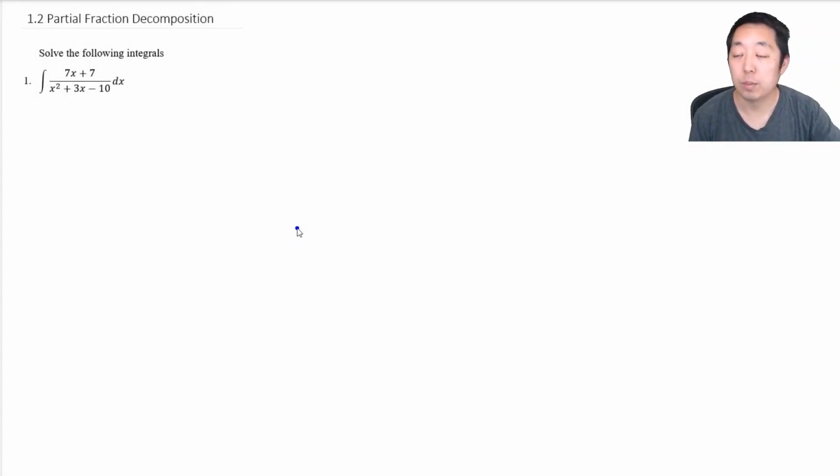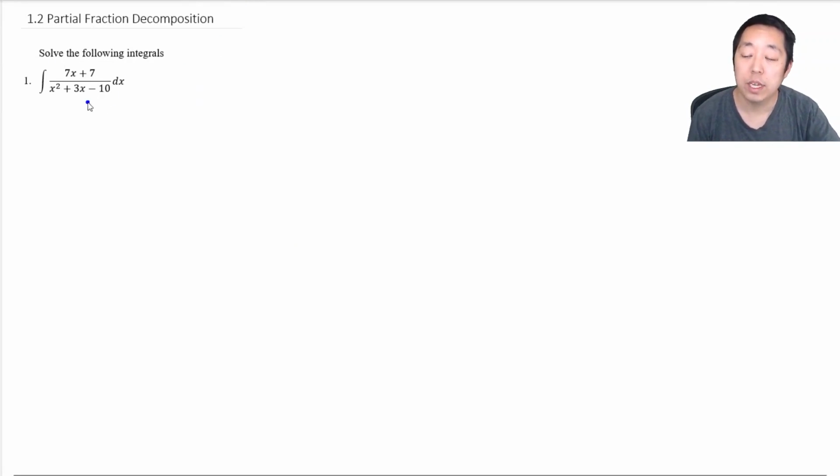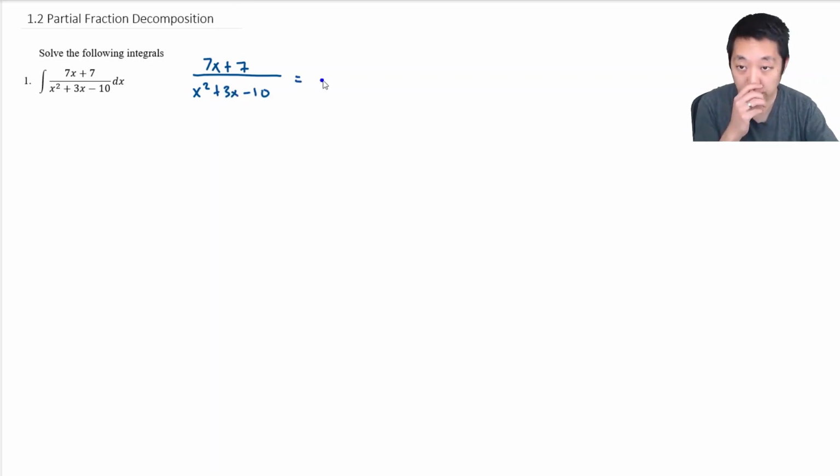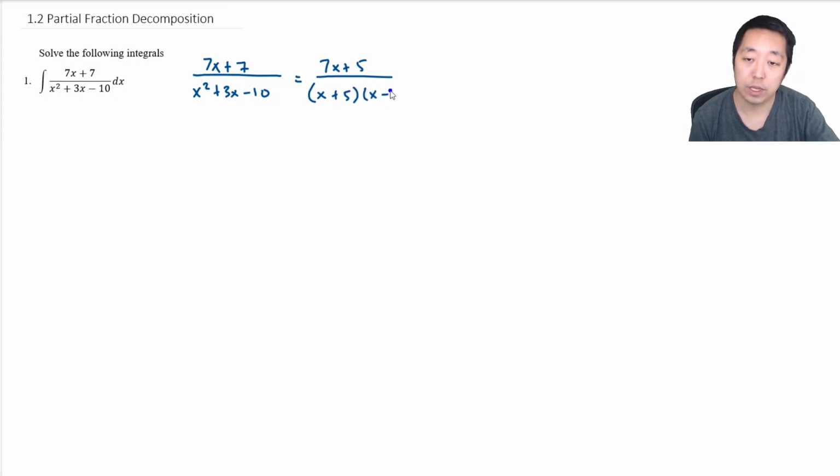Now we're going to start looking at some partial fraction decomposition problems. For the most part, you're always going to have rational functions. That means it's a polynomial on the numerator and a polynomial on the denominator. First, you want to take the integrand and factor the bottom if it's possible to factor. In this one, it does factor into x plus 5, x minus 2.